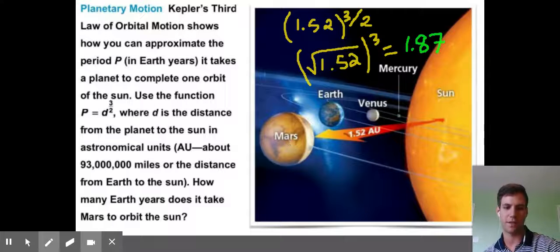So that's usually how much farther away Mars is from the sun, and it takes that amount of more time to go 1 full rotation, which is a year for us here on Earth.